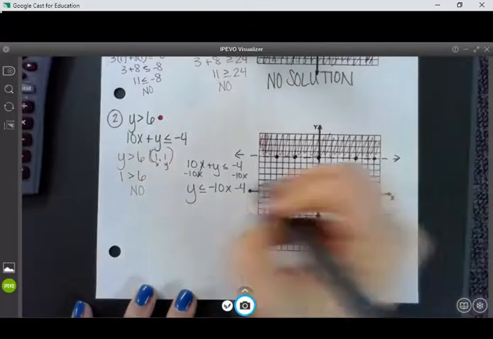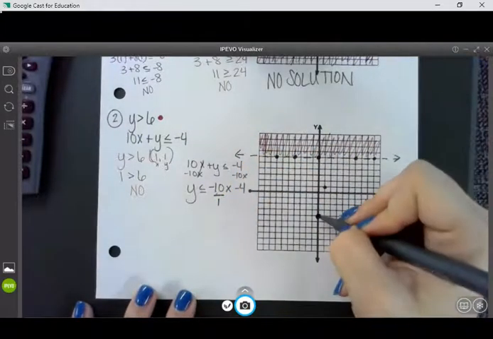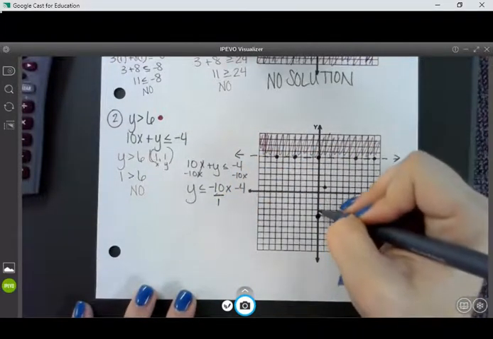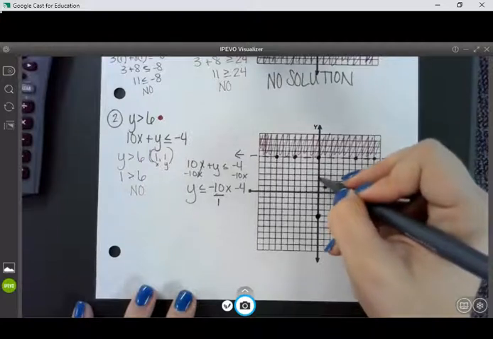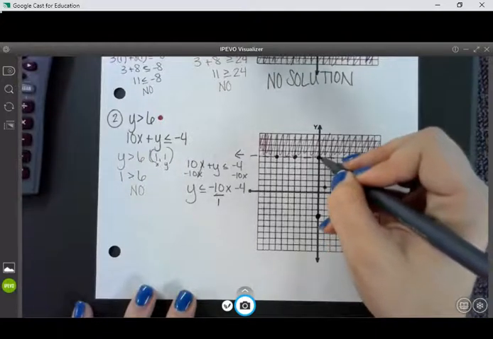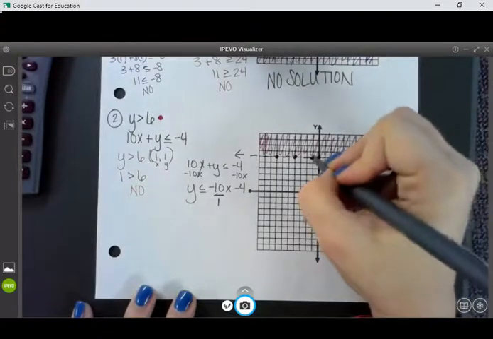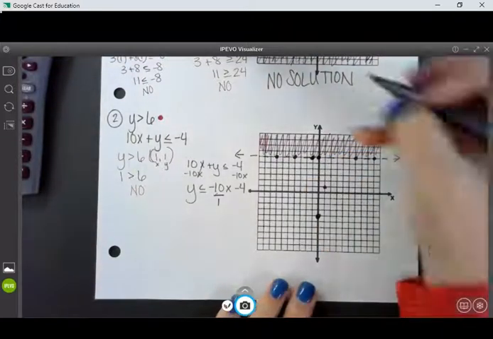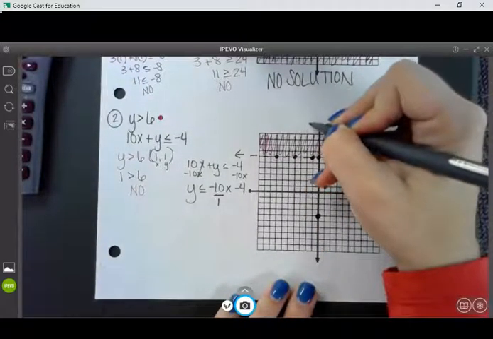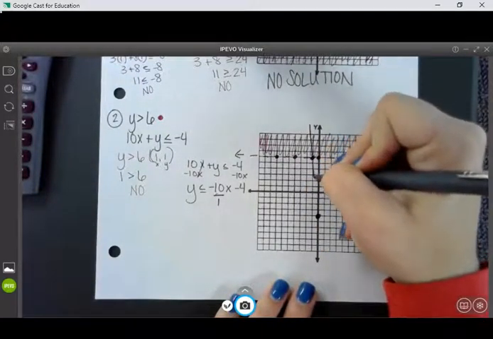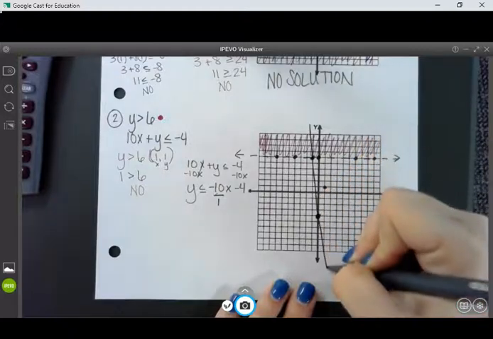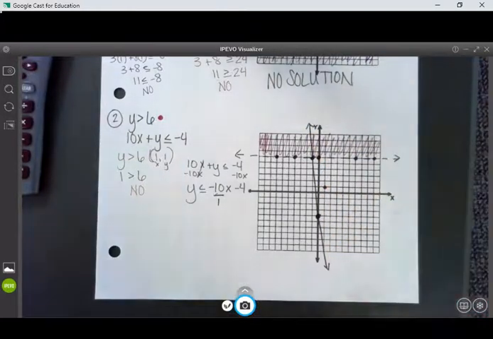Slope is -10/1. Can't go down that many, so I have to go up. 1, 2, 3, 4, 5, 6, 7, 8, 9, 10, and left 1 to make it negative. I'm only able to get 2 points on here. It's a real steep line, and it would be connected because it's an equal to problem.